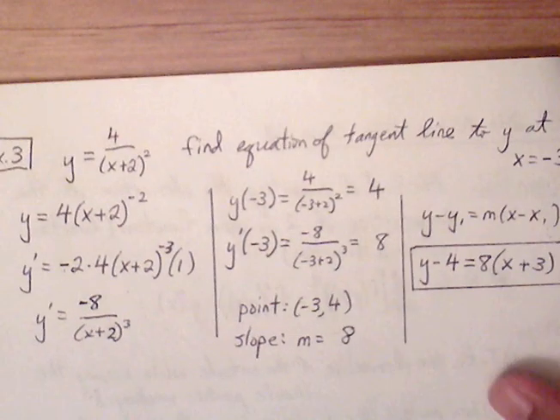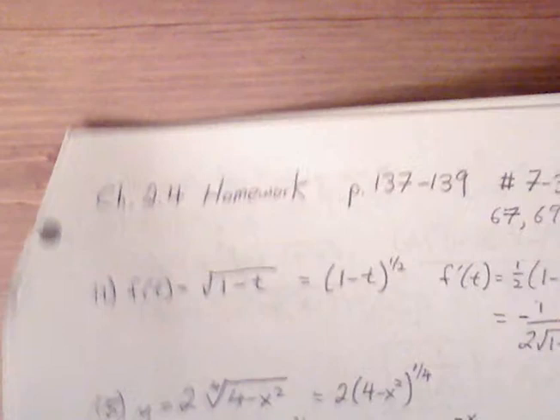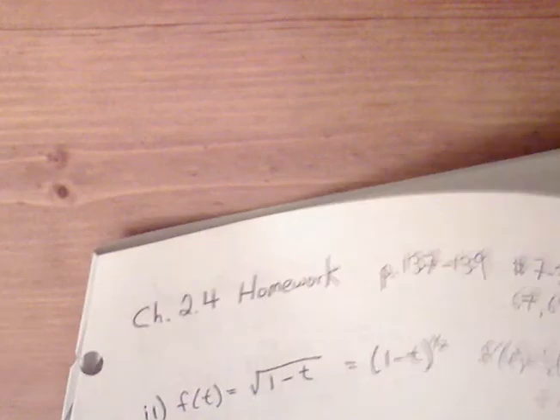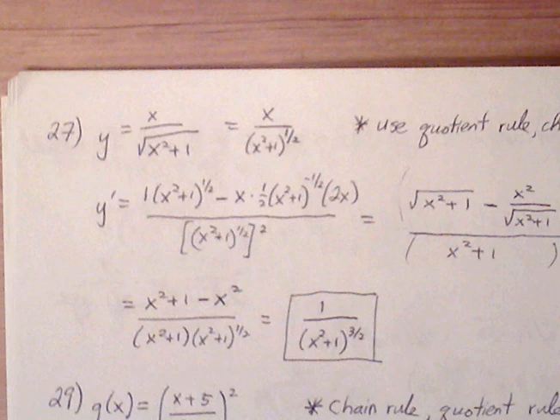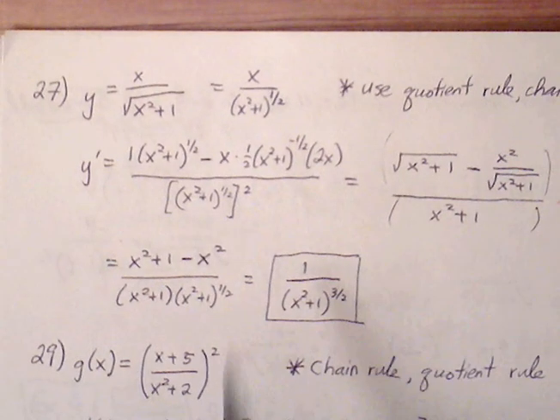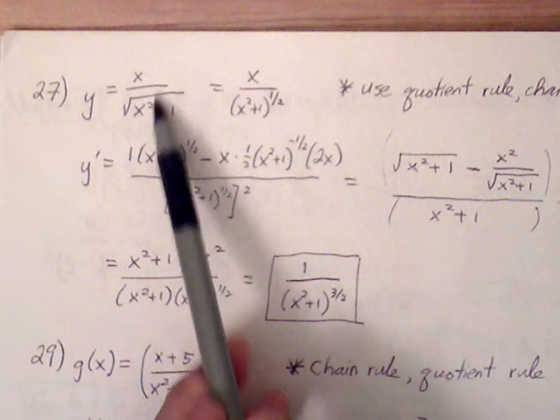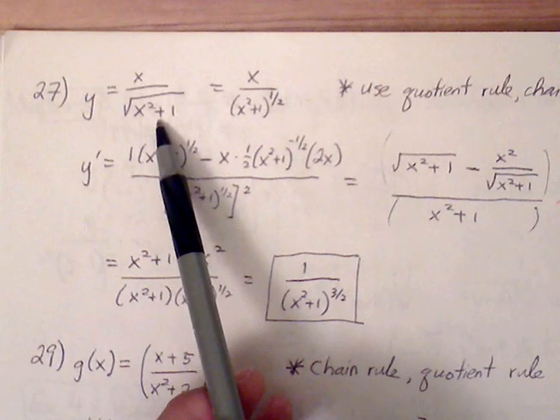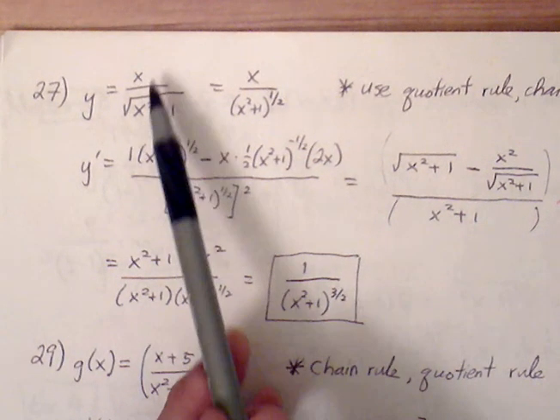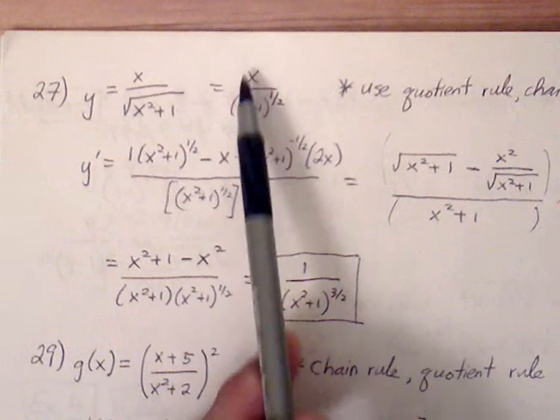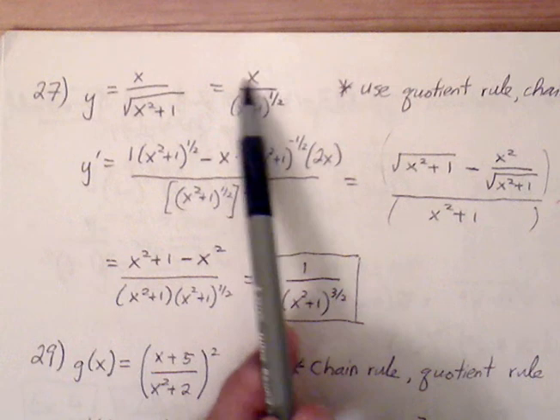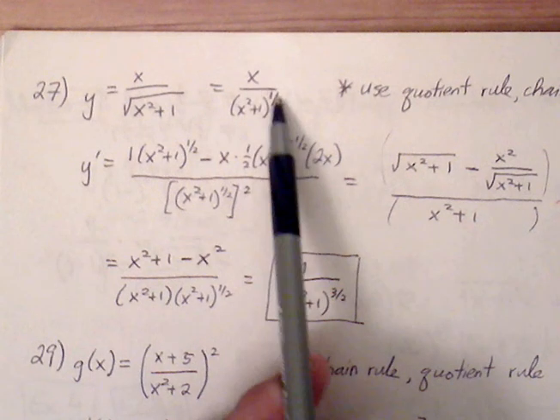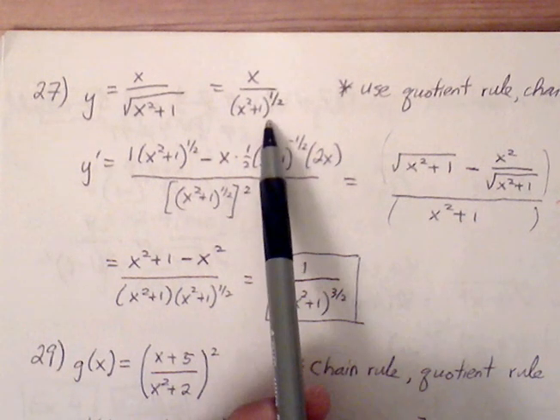Okay. Let me go over some select homework problems that may be a little bit more complex and more difficult. So let me go over 27 and 29. With 27, we see y is equal to x over root x squared plus 1. Now we can think of this as using quotient rule, x being the top function and then the denominator being the g of x.